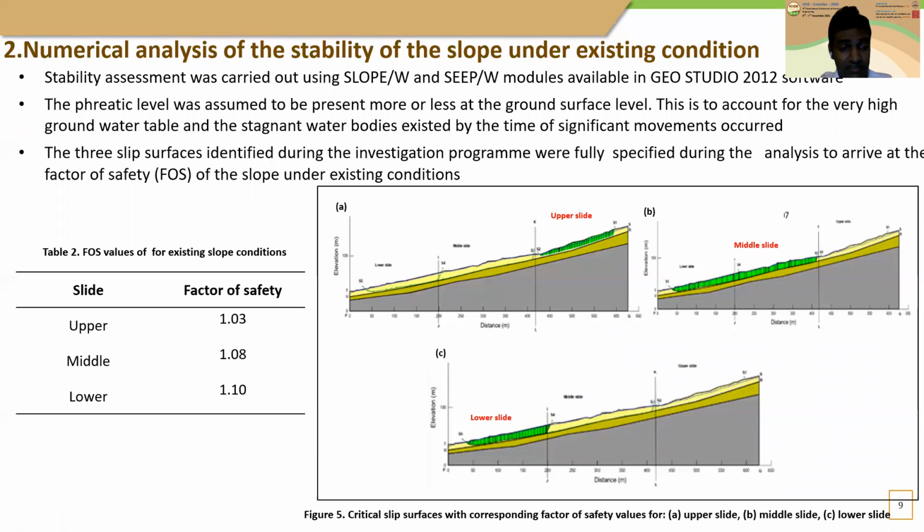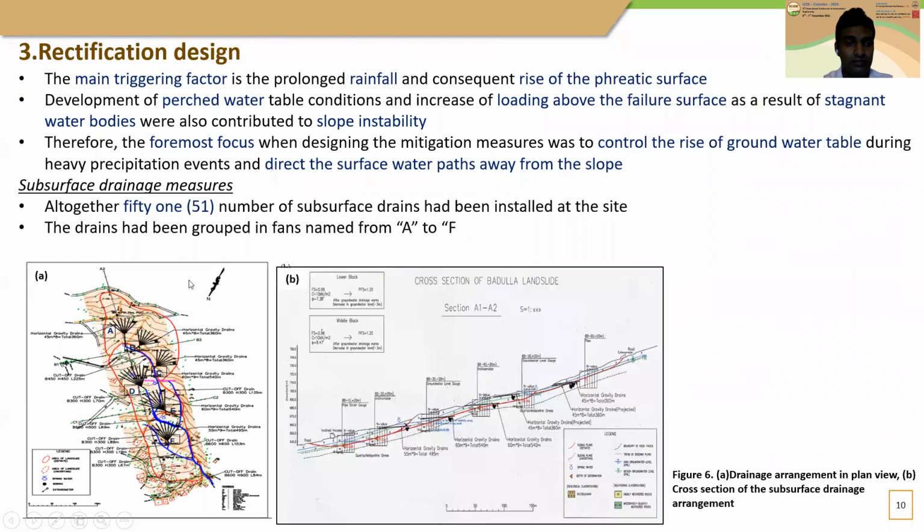Marginal safety factors under the existing conditions. So the rectification design was conducted based on the site investigation data as well as the initial numerical analysis conducted. And when designing the rectification measures, the main focus was to control the rise of the groundwater table and to eliminate the development of perched water table conditions. So in view of that, surface and subsurface drainage measures were proposed.